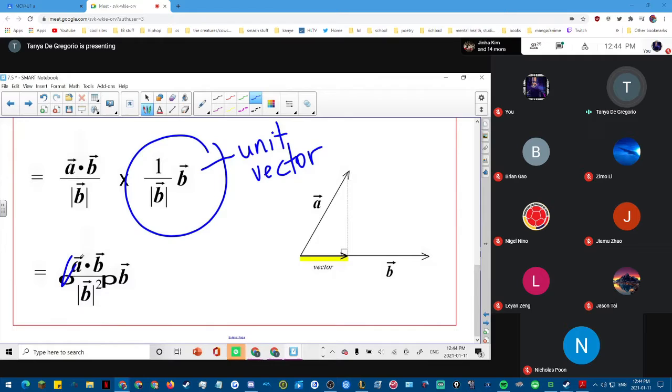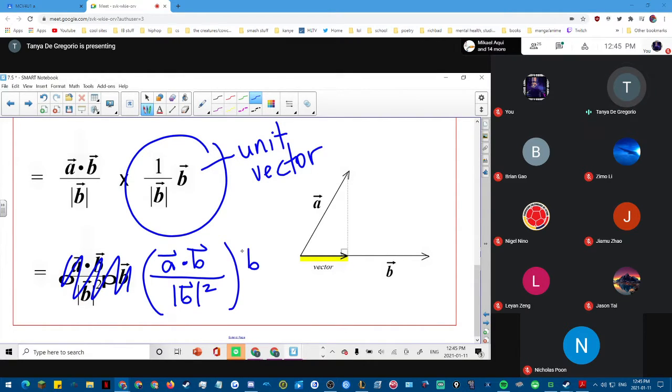And I'm going to rewrite this. And for those of you that know what the cross product is, this is not the cross product. This is just multiplication. So rearranging this, guys, you get that, right? Magnitude of B times the magnitude of B is the magnitude of B squared. And then there's my vector B. 1 times A dot B is still just A dot B. Are there any questions so far?